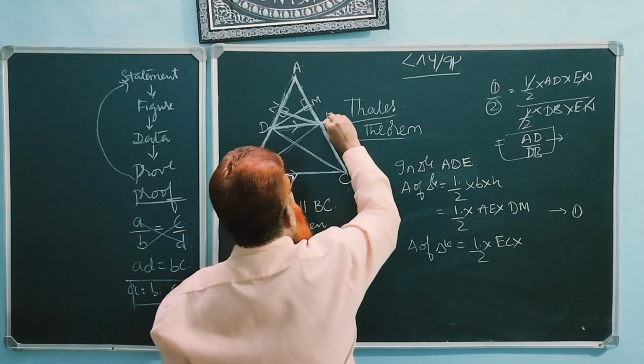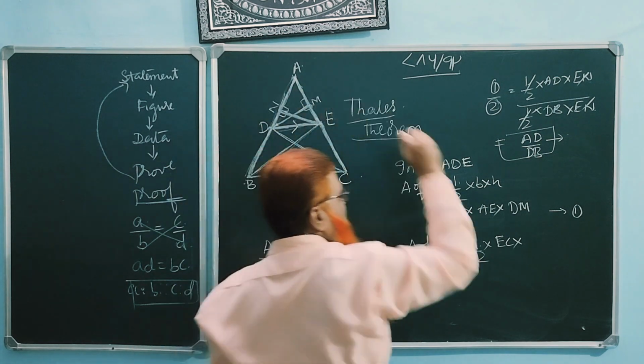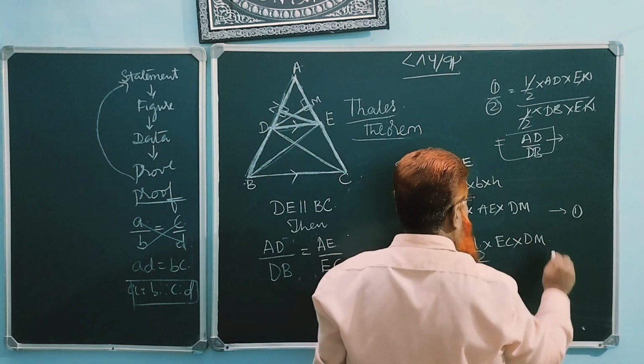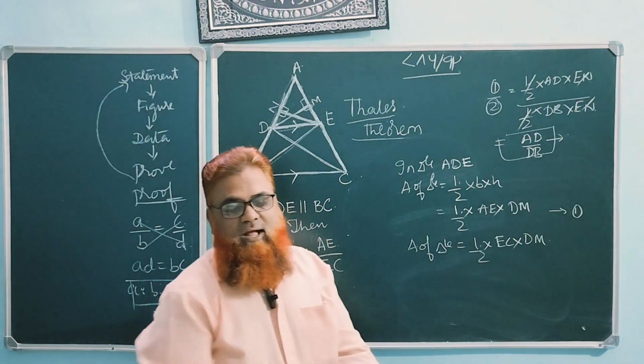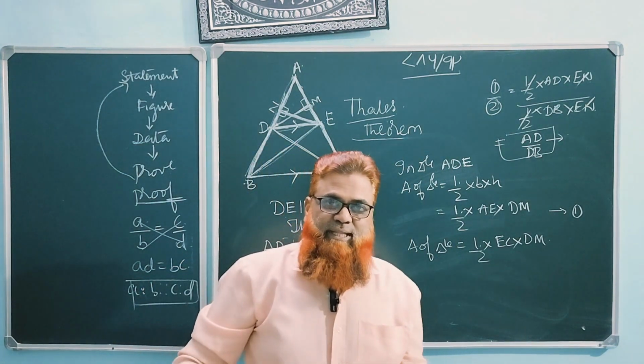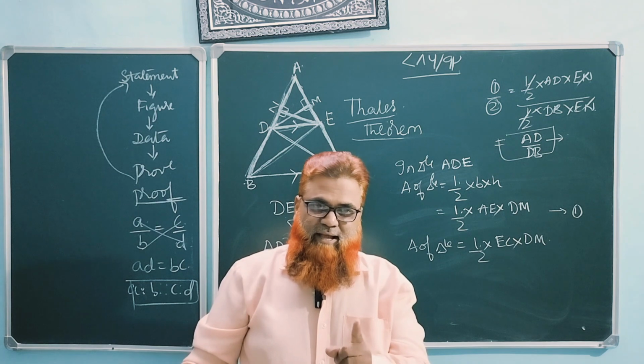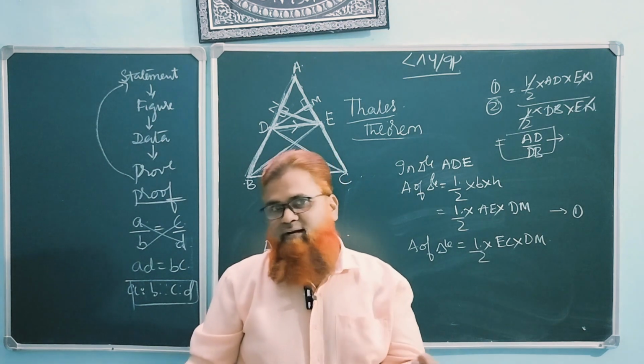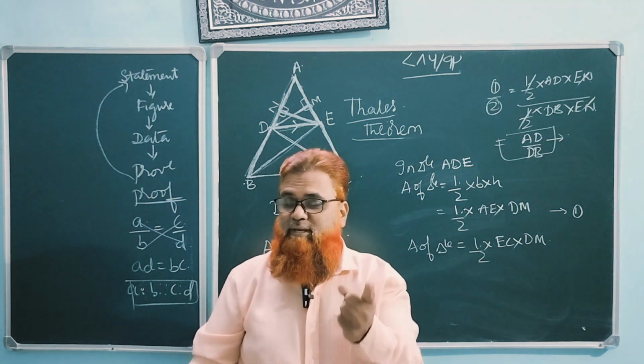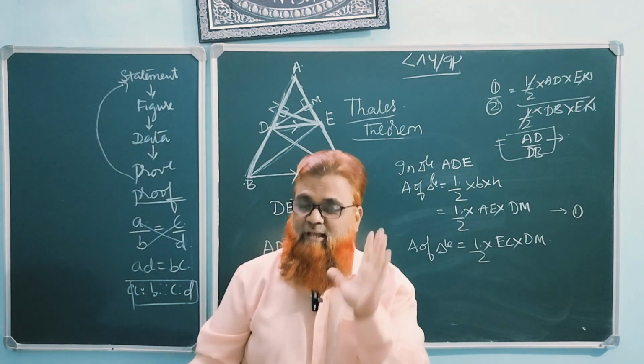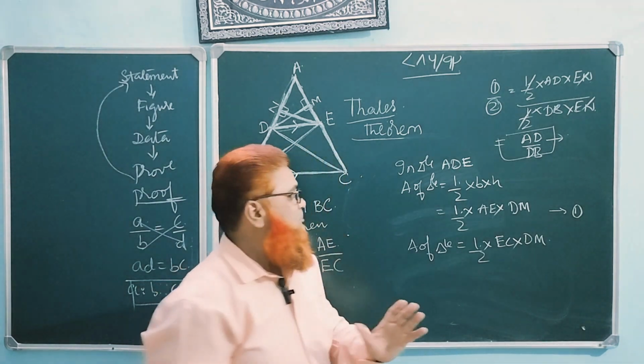And what is its height? And its height is DM. Again, my question: I would like to remind you that for one triangle the height is inside and for another triangle the height is outside. What may be the reason? Please give your comments in the comment box below.